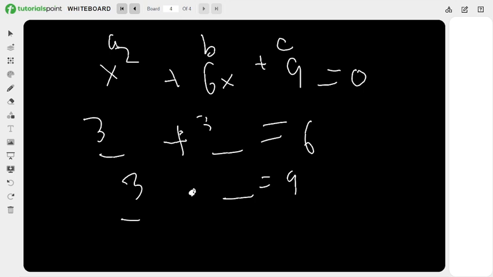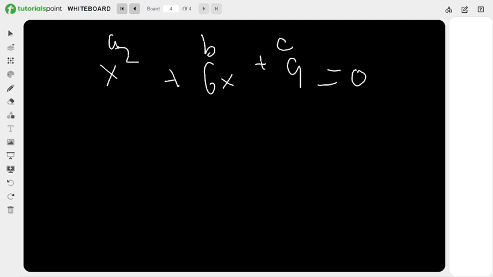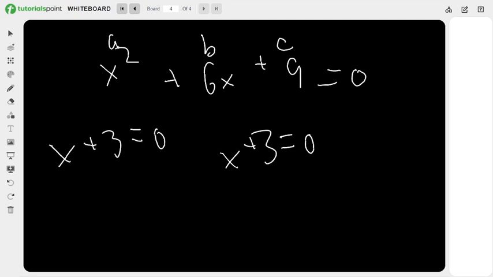Now that we have this 3 and 3, we're going to erase this. Sorry. And what we're going to do is we're going to do x plus 3 and x plus 3. We're going to set these both equal to 0, and these are both the same equation. So when we set this equal to 0, we're going to do minus 3 to both sides, and we're going to get x equals negative 3. So your final answer is going to be x equals negative 3, comma, negative 3.